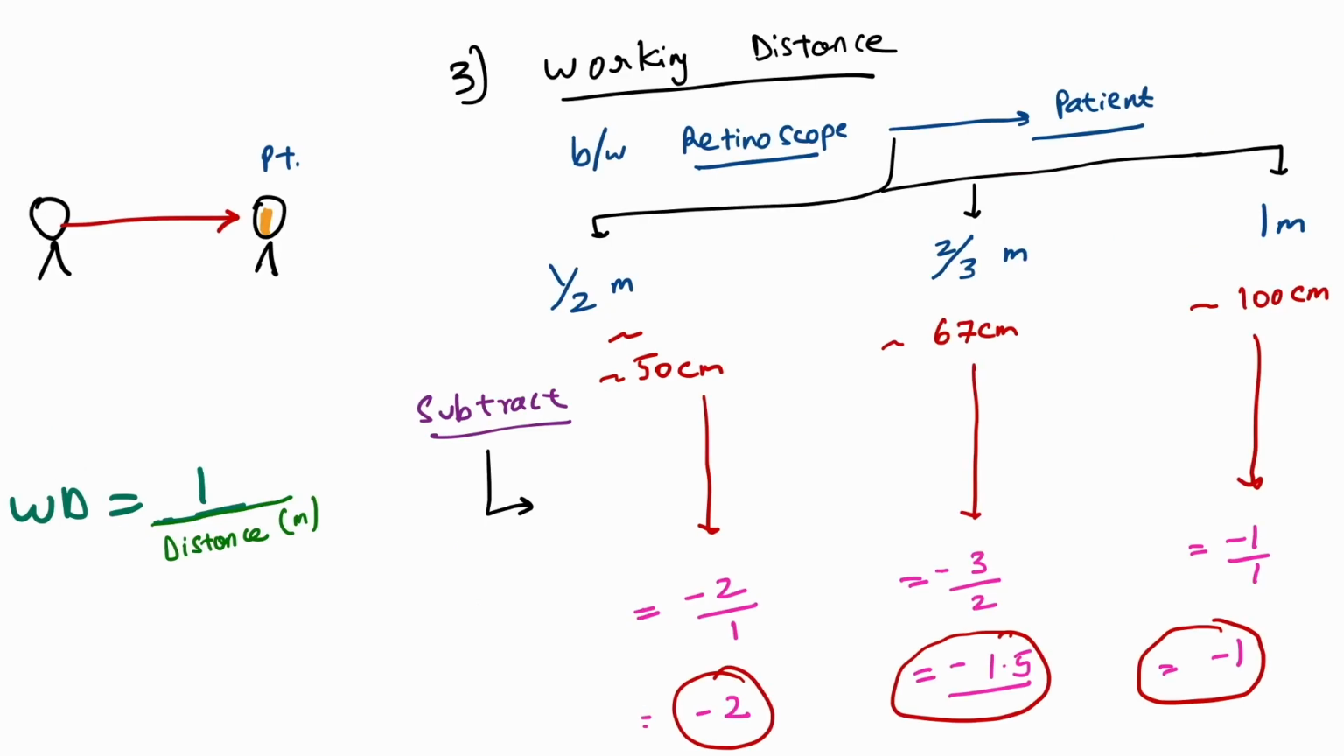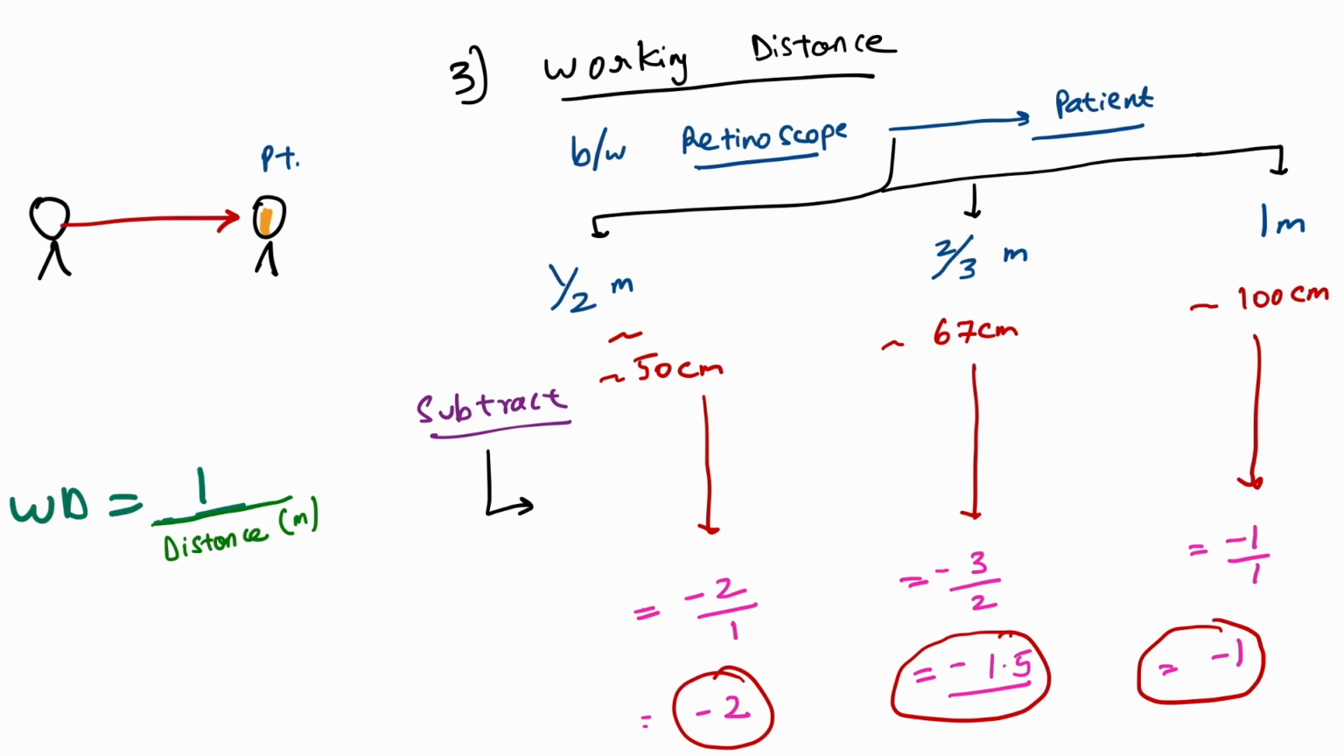Next, point number 3, we need to see the working distance. Working distance is the distance between the retinoscope and the patient. The formula for working distance correction is 1 divided by the distance in meter. Make sure the distance is in meter, not in centimeter. So it is easy to remember. If the distance is 1 meter, subtract 1. If it is half, then you need to subtract 2. If it is 2 by 3, then you need to subtract 1.5. This will be given in the questions.